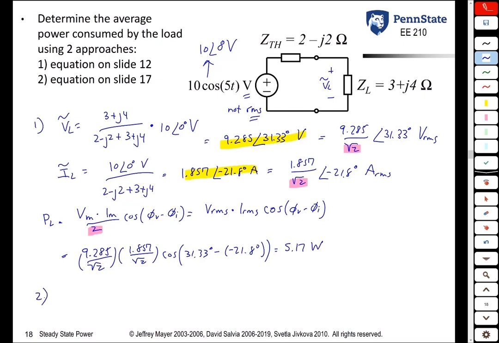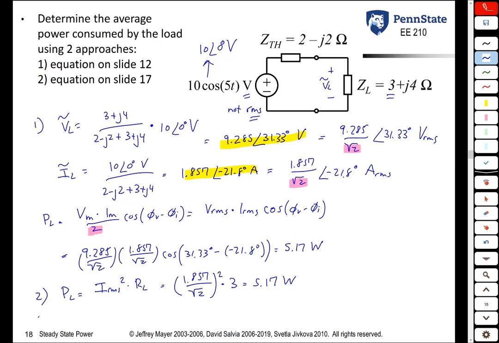Another way to do it is using the equations on slide 17. So the power absorbed by the load, we could use IRMS squared times RL. IRMS is 1.857 over root 2. You square that, and you multiply by just the real part of the load resistance. Guess what? You get the same answer.